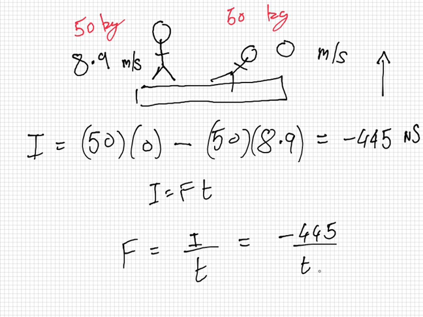But if his contact time is 2 seconds, it's divided by 2. Yeah, that's much smaller, isn't it? So it's about 222.5 newtons. So my point I'm making here is that the larger the contact time, the smaller the force. That's it. The larger the contact time, the smaller the force he feels on the ground.